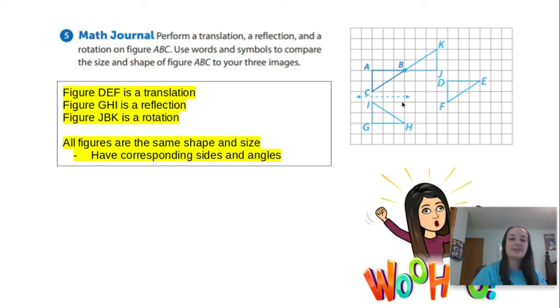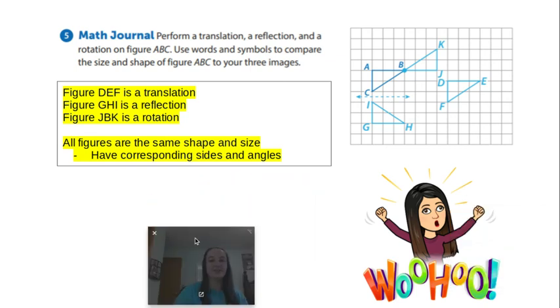And we know this because they all have the same shape, they're all the same size, and they have corresponding sides and angles, which means that their sides and angles are the same measure. So A to B is 3, just like how G to H is also 3. So that's its corresponding sides. We can see angle A here is a 90-degree angle, just like how angle G here is also 90 degrees. So that's how it has corresponding angles.